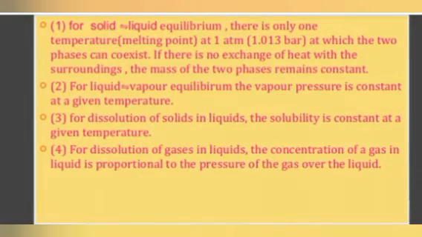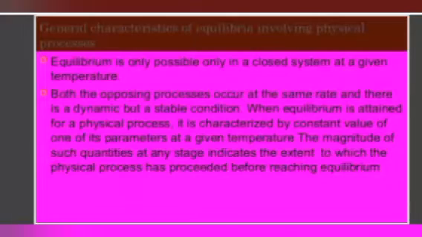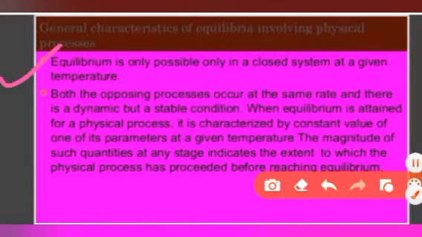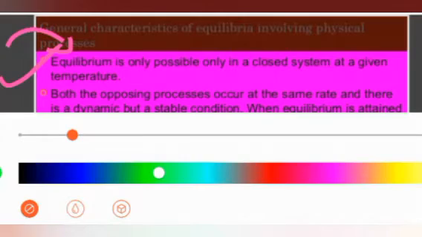Okay. So, general characteristics of equilibrium involving physical processes. The general characteristics of equilibrium, when we are going to talk about the physical processes in physical equilibrium. Equilibrium is possible only in a closed system at a given temperature, because there is no effect of surroundings. Okay, surroundings का कोई effect नहीं है. तो equilibrium is possible only in a closed container.